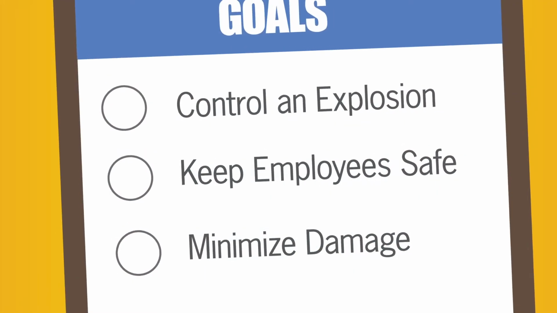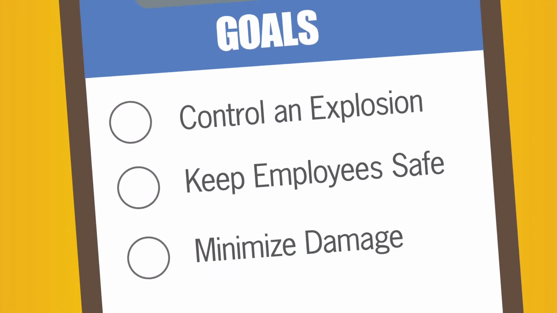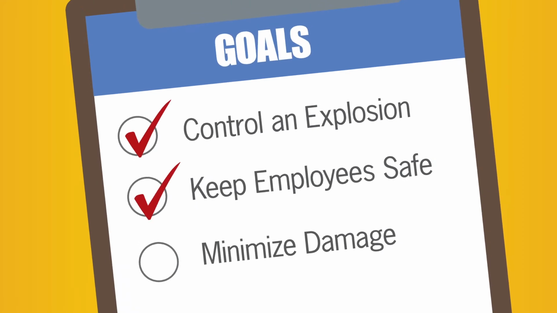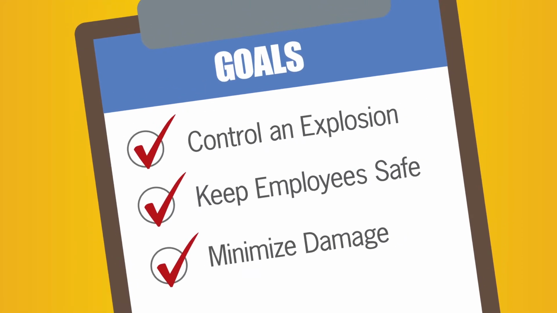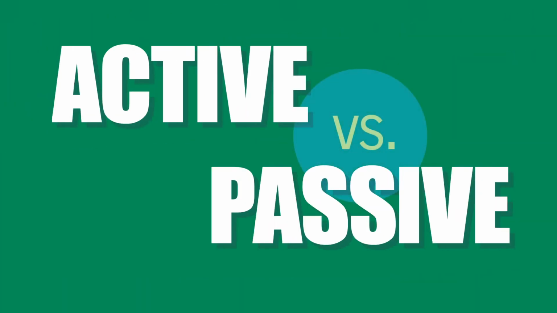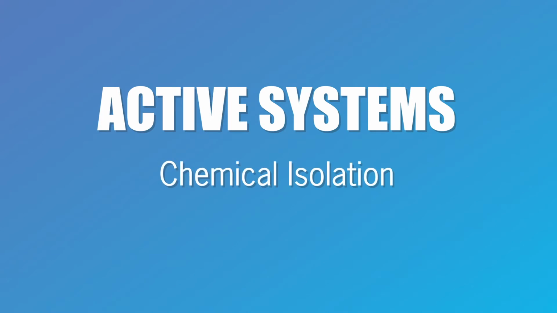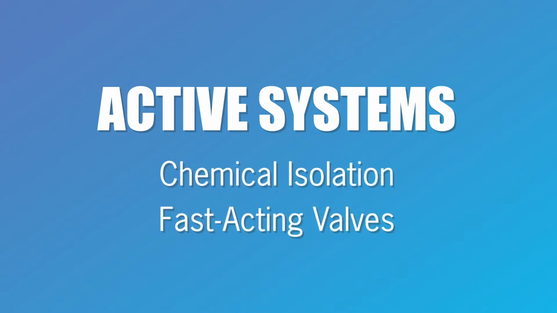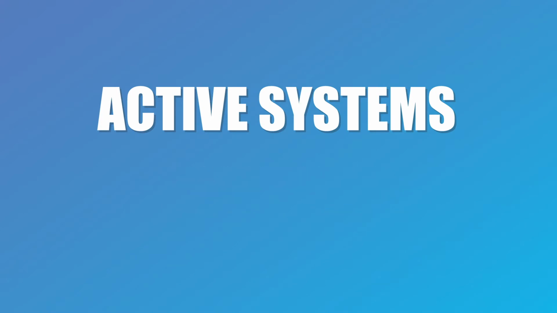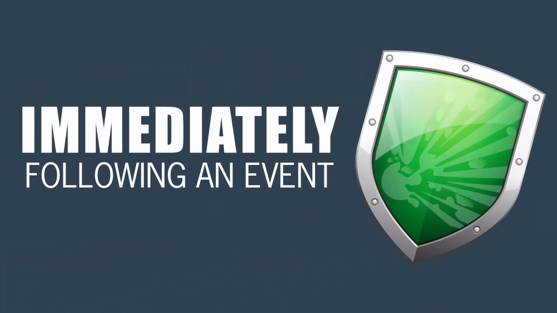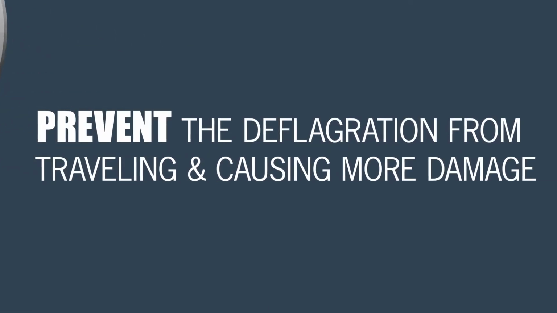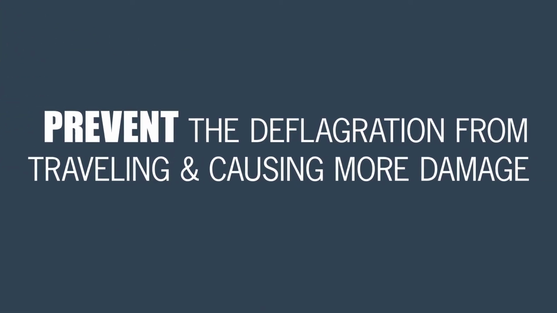The goal of any type of explosion protection equipment is to control an explosion, keep employees safe, and minimize damage. There are two main types of protective systems you can use: active and passive. Active systems, such as chemical isolation and fast-acting valves, react prior to or during a deflagration event. Passive systems react immediately following an event to prevent the deflagration from traveling to other areas and causing more damage.